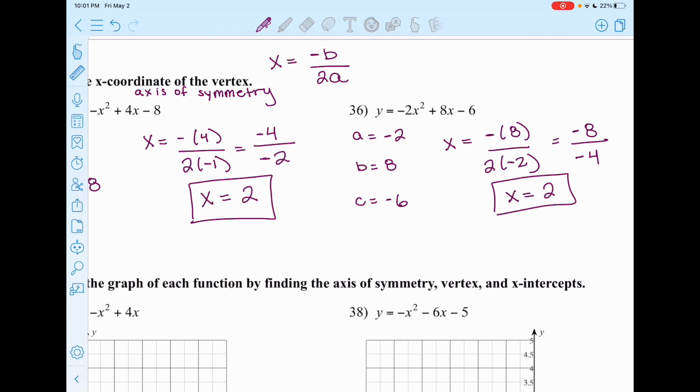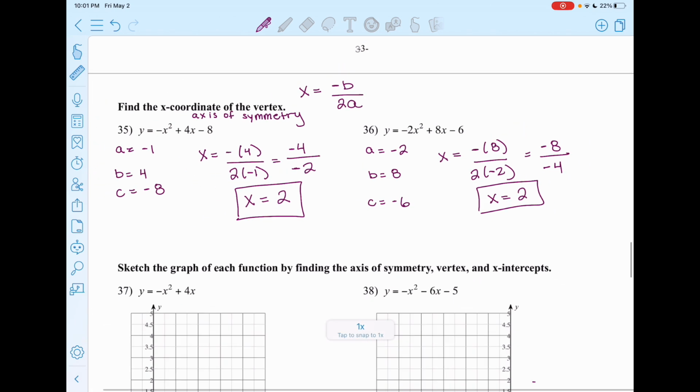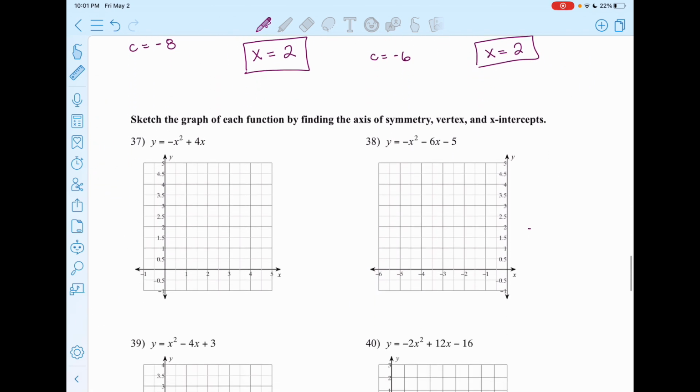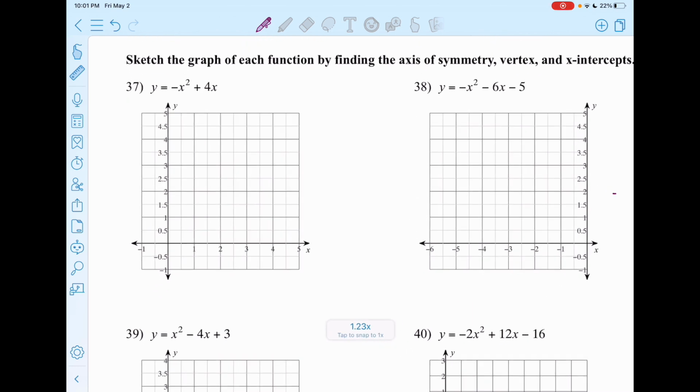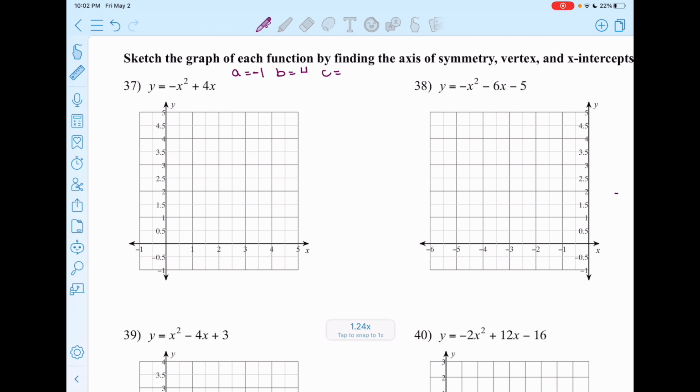So using this, now let's see how we graph quadratic functions. Sketch the graph of each function by finding the axis of symmetry, the vertex, and the x-intercepts. So starting with 37, I'm going to label my a, b, and c values. My a is -1, my b is 4, and notice how I don't have a number being added or subtracted at the end, which means my c value is 0.